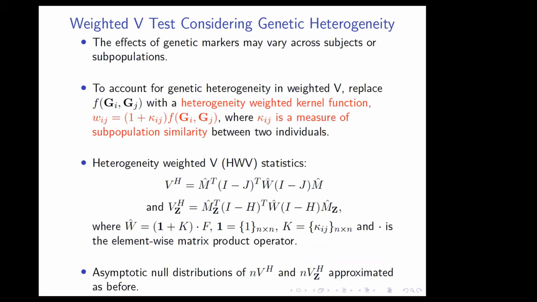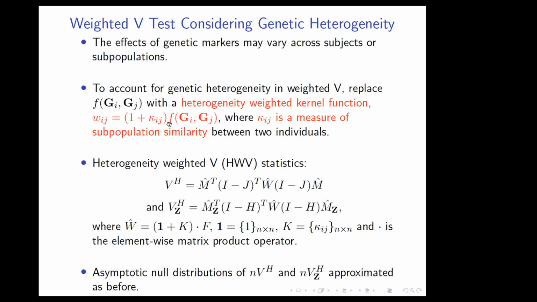Then we developed a weighted V test considering genetic heterogeneity. Sometimes the effects of genetic markers vary across subjects or subpopulations. This phenomenon is called genetic heterogeneity. To account for it, you just need to do one change. You just need to change this kernel function FGI by a heterogeneity weighted kernel function.